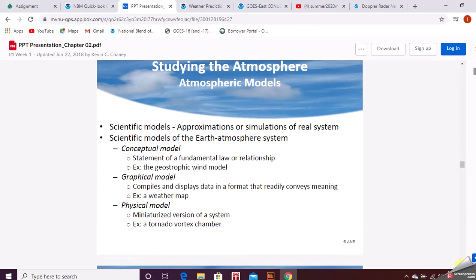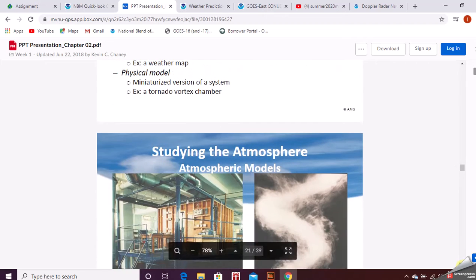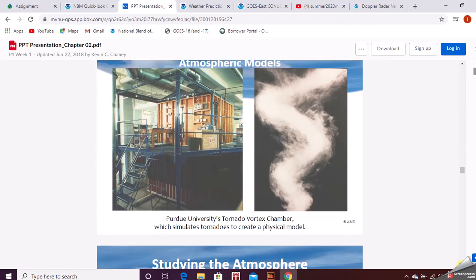How do we look at the atmosphere? We look at it from different atmospheric models. There are conceptual models where we make a statement about the atmosphere. There are graphical models where we draw pictures. You've seen the last video I did. It just talked about the surface weather map. It's a nice graphical model. We have some physical models where we'll put maybe a chamber together and try to generate a small tornado within a chamber. Just trying to understand what's happening with the weather. And then here's an example of that.